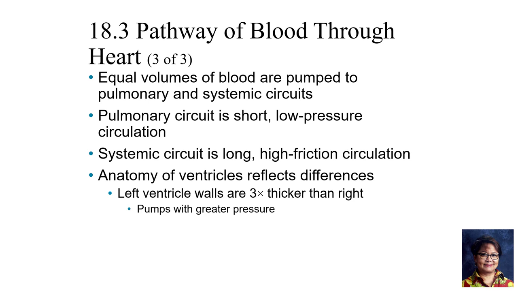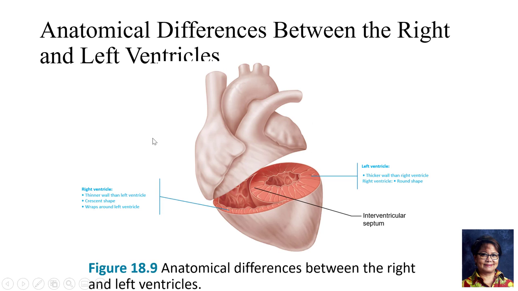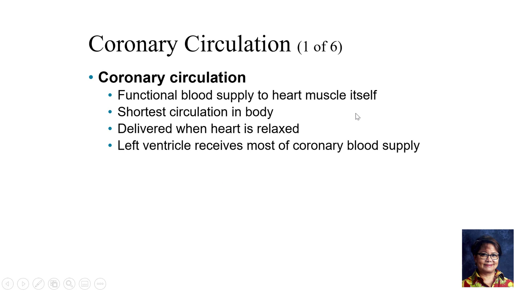Okay, I'm not going to go through this because I did discuss this already. Okay, coronary circulation, the functional blood supply to the heart muscle itself. It is so far the shortest, but not the simplest, circulation in the body, and blood is delivered to the heart whenever the heart is not contracting. It is in a relaxed state. The left ventricle receives most of the coronary blood supply.